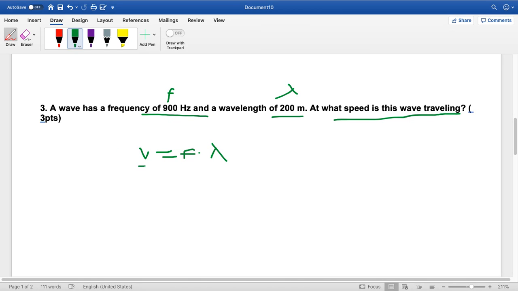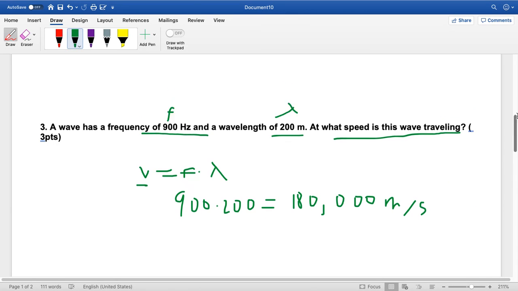Well, if I'm looking for speed, I'm looking for this. It's already by itself, so I just plug in. So I just go 900 times lambda, which is 200. That would give me my wave speed. So I put that in the calculator: 900 times 200 gives me a speed of 180,000 meters per second. That's speed, meters per second. Okay, so right here I'm just plugging in and solving.